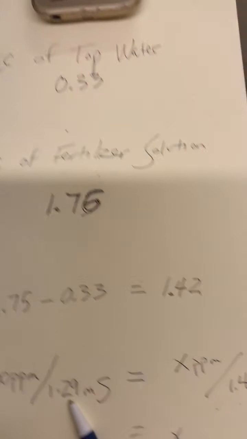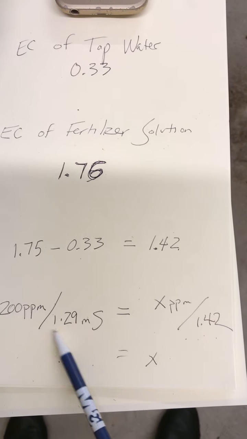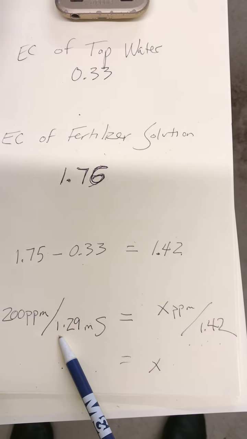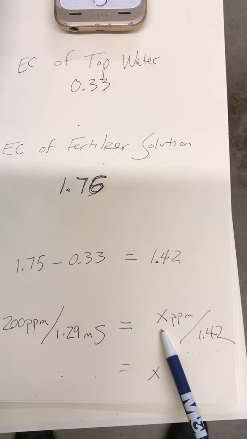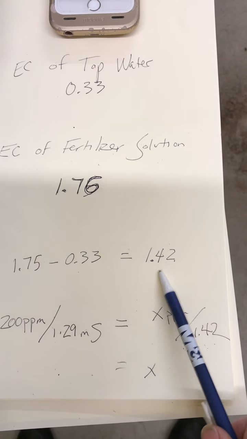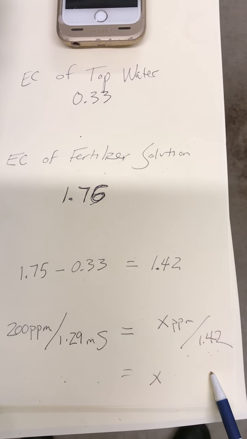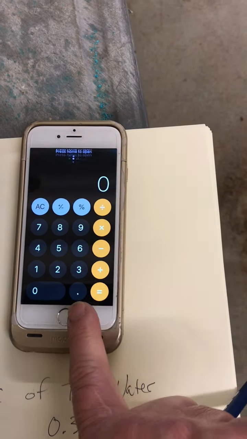Okay, calculations. You just run a ratio: 200 ppm divided by what we would expect for 200 ppm, which is 1.29 millisiemens. And then you write what you want to find out, your x ppm, divided by 1.42, which is our number. Now we just take our calculator. Okay, let's open that up. And now we're going to do our numbers like this.